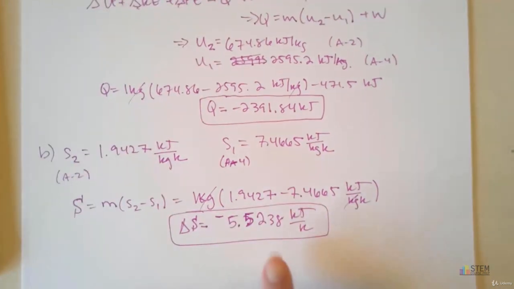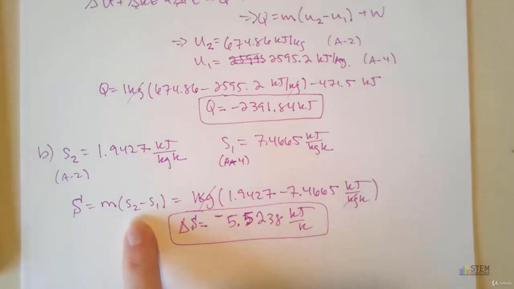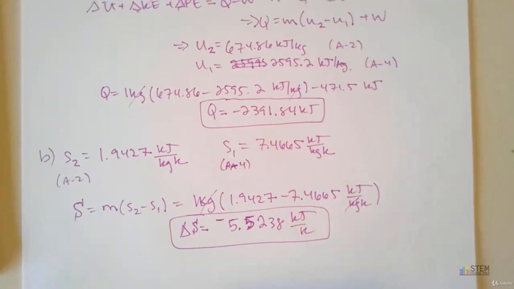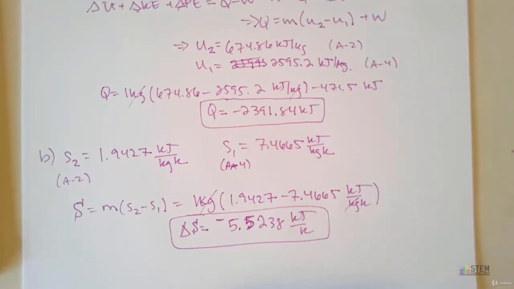Now if we look at this value right here, notice we have a negative. So if you look back here at this equation, that means S1 is higher than S2. So our entropy at state 1 was higher. Remember we said entropy, you can think of it as disorder. Now if you look at what we had, at state 1 we had superheated vapor, so we had lots of particles moving around, and then at state 2 we have saturated liquid. So it makes sense that the entropy at state 1 is higher than at state 2, and that gives you that negative sign.